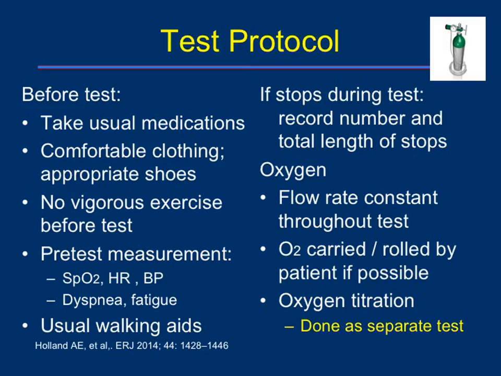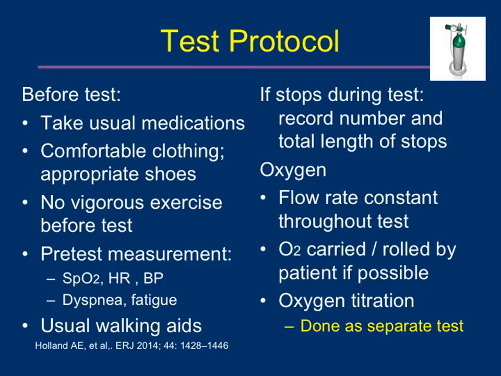So the protocol, before the test, the patient takes their usual medication. They can take a bronchodilator, but document that. They should be wearing comfortable clothing and appropriate shoes. No vigorous exercise before the test, so you wouldn't have them perform their pulmonary rehab exercise and then do the 6-minute walk test. Do the walk first. The pre-test measurement, O2 sat, heart rate and blood pressure, dyspnea and fatigue at rest. And then they use their usual walking aids, and you document that.